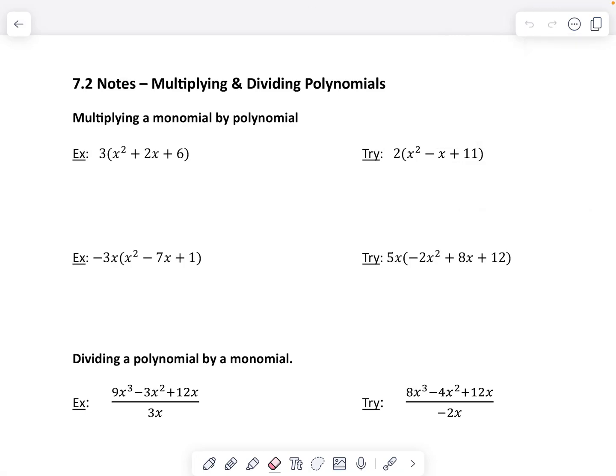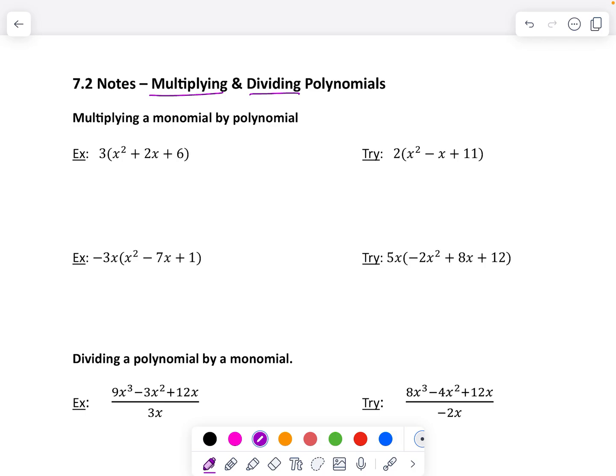All right, well, in 7.1, we were adding and subtracting polynomials. And remember, I really emphasize that when we add and subtract, we do not change the exponent. Well, today we are going to be multiplying and dividing. So guess what? The exponent can potentially change when you're multiplying and dividing because exponents mean multiplication.